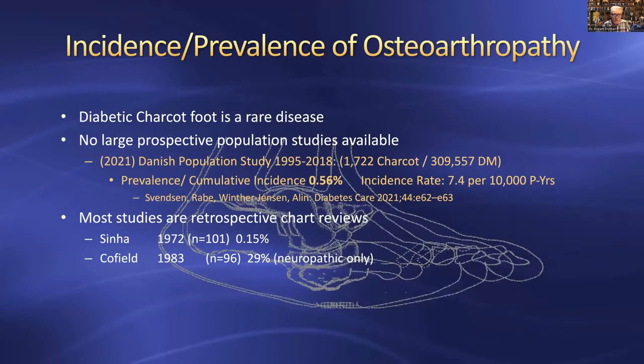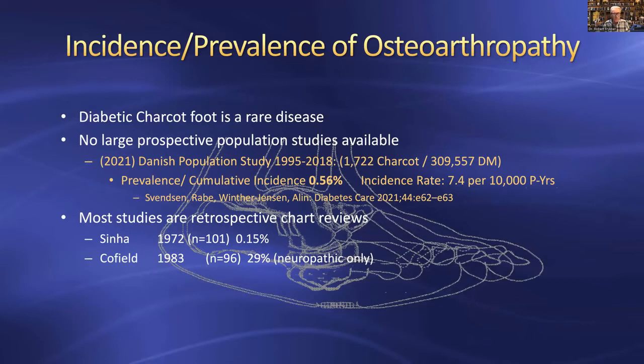Now, we know it's also a rare disease, meaning it's less than 1% incidence in the entire population. The largest study that we have is published by Svensson out of Denmark in the Danish population, and their incidence was 0.56%, so still less than 1% in the overall Danish diabetes population.